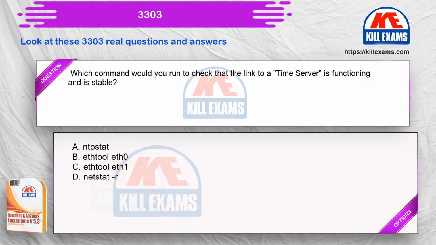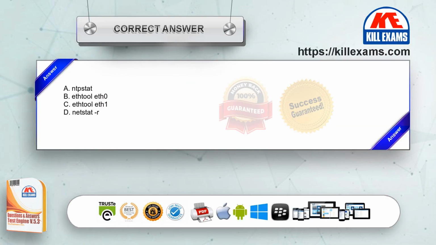Which command would you run to check that the link to a time server is functioning and is stable? Option A. stat. Option B. ethtool f0. Option C. ethtool f1. Option D. netstat. The correct answer is option D.